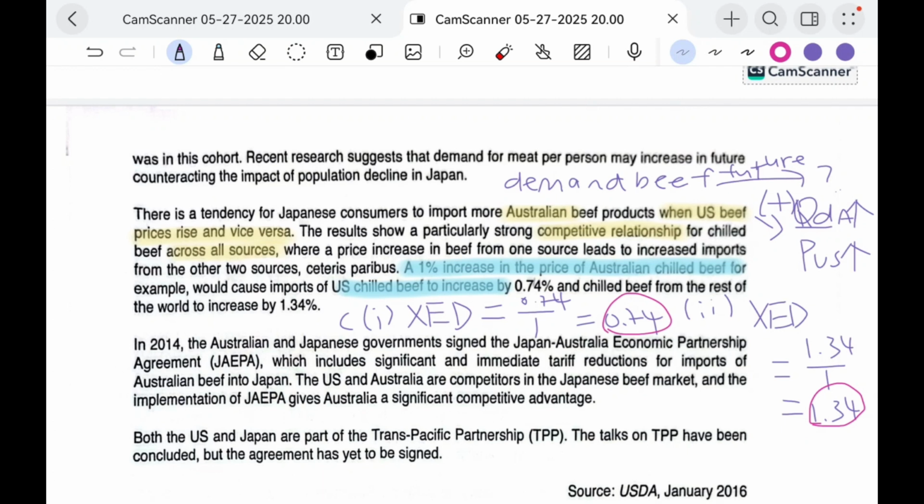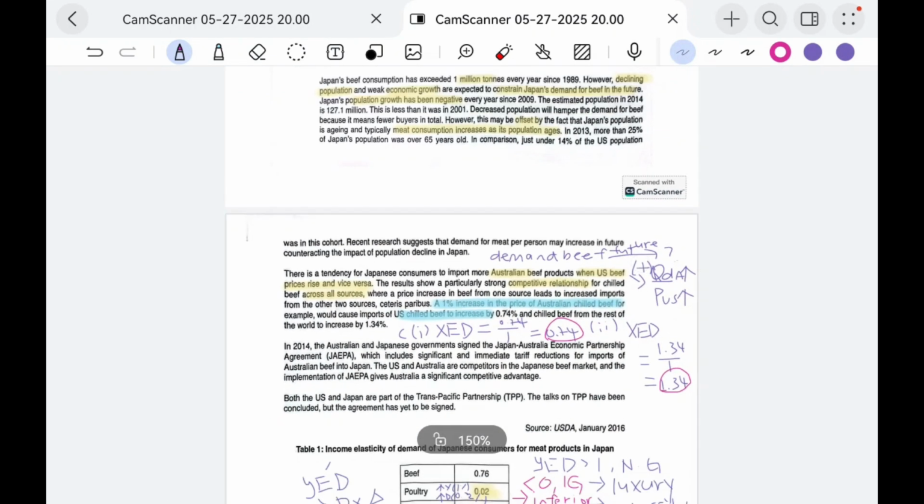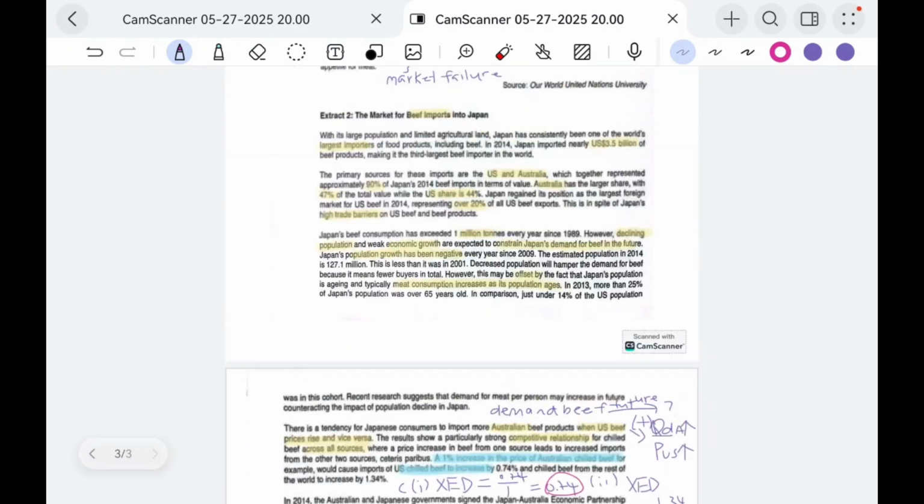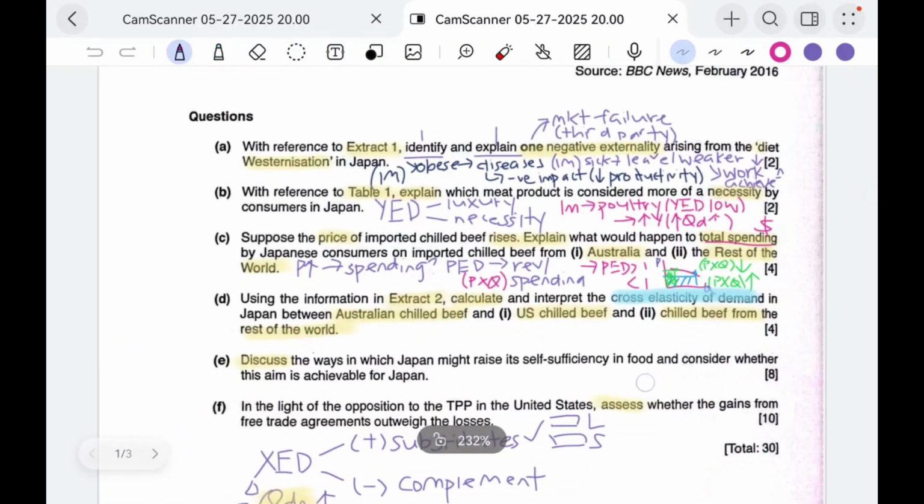But Australian beef and from the rest of the world chilled beef actually not much difference lah to the consumer. That's why their XED value is higher, cause stronger, closer substitute. Yeah, but if you think about it, actually when you eat beef, you can't really tell where it comes from. Maybe if you read the package where it came from, then it will affect how you perceive the meat, but in reality actually not much difference.